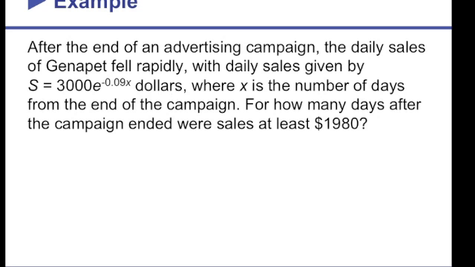Here's an application. At the end of the advertising campaign, the daily sales of Genapet fell rapidly. The daily sales are given by S equals 3,000 times e to the negative 0.09x dollars, where x is the number of days at the end of the campaign. For how many days after the campaign ended were sales at least $1,980? So we want to find out when it equals $1,980.